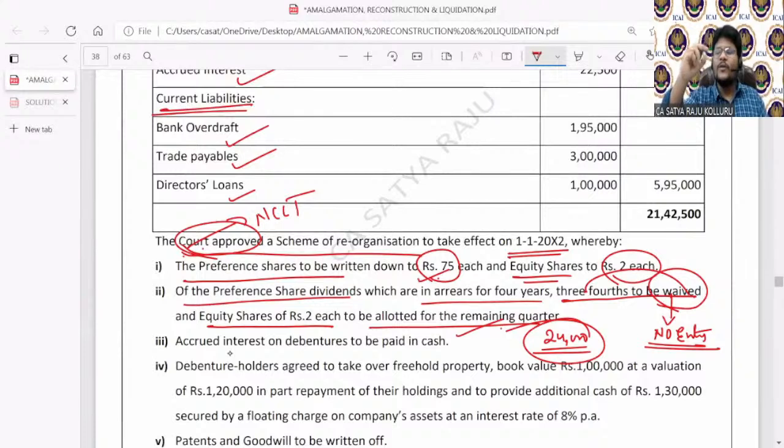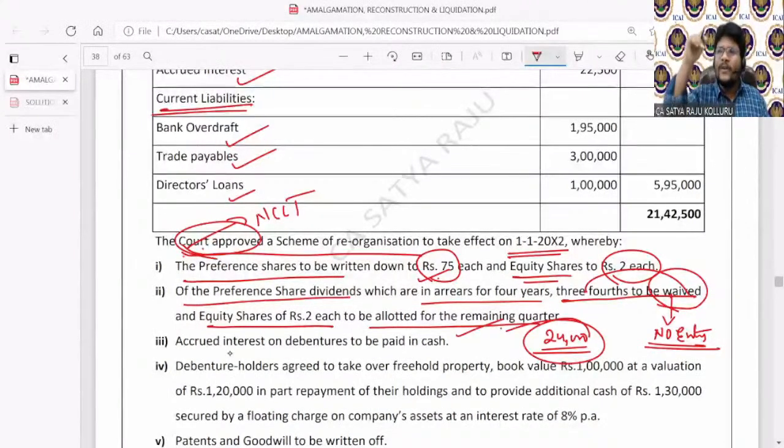The remaining difference you can transfer to capital reduction account or reconstruction account. Sir, why are you reducing both the paid up value as well as the face value? I already told you in theory, if nothing is mentioned, if there is any sacrifice made by the shareholders, we can presume that there is a reduction in paid up value as well as reduction in face value also.